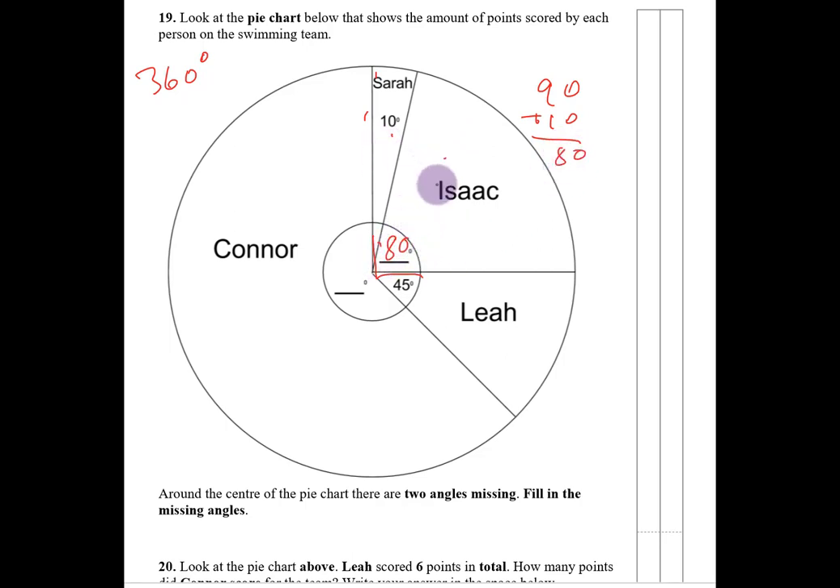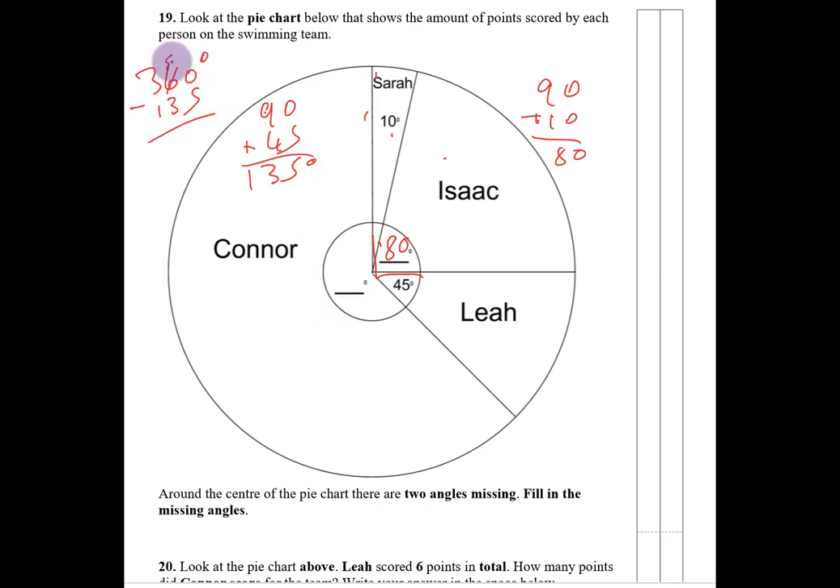Now, we know the three angles here. So we know Sarah's 10, we know Isaac's 90, and we know Leah's 45. So we can add these three together and take it away from 360, which is the full pie, which will leave us with Connor. So we'll do that over here. So we'll do Sarah and Isaac will be 90 degrees, and then Leah's 45 degrees. So the total of all of these angles will be 135 degrees. And then if we minus that from 360, that'll leave us with what Connor has.